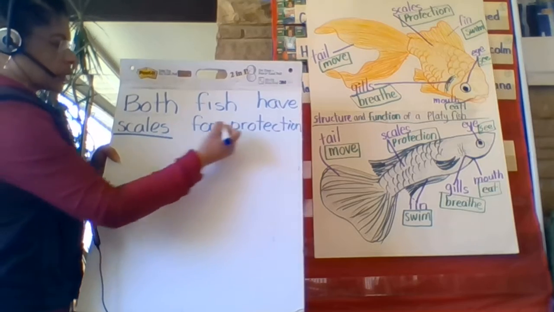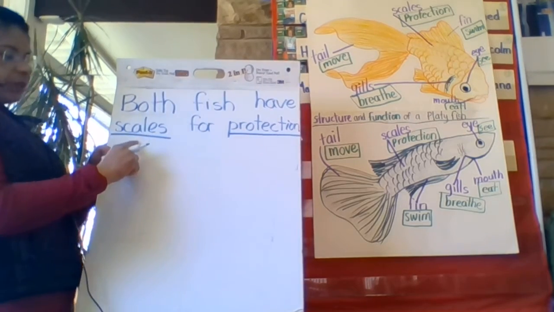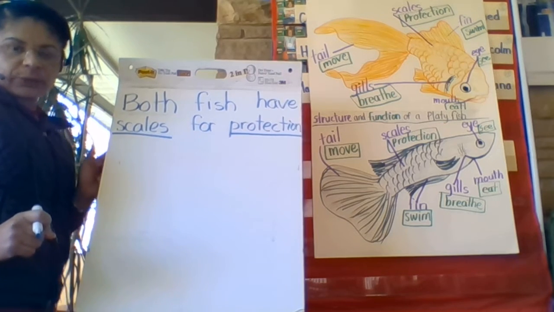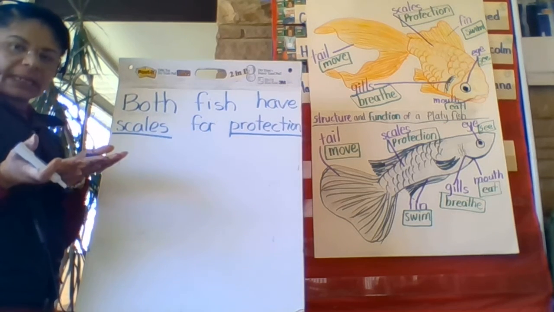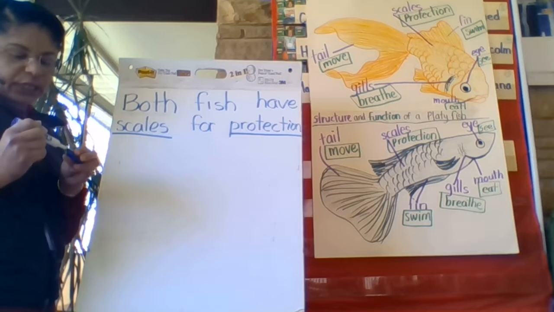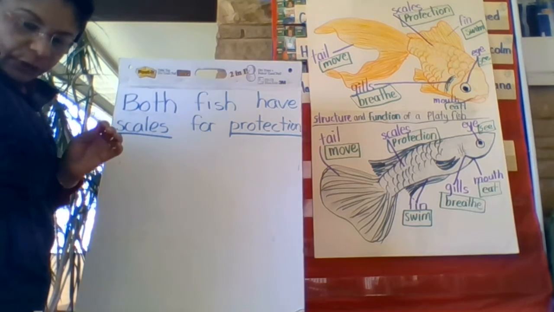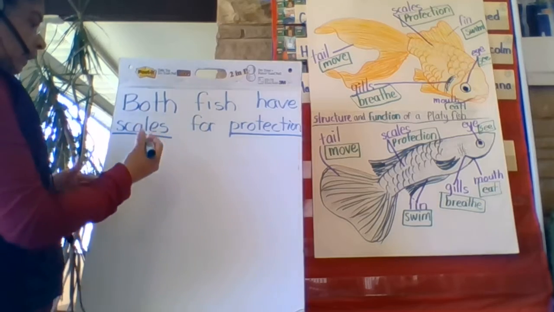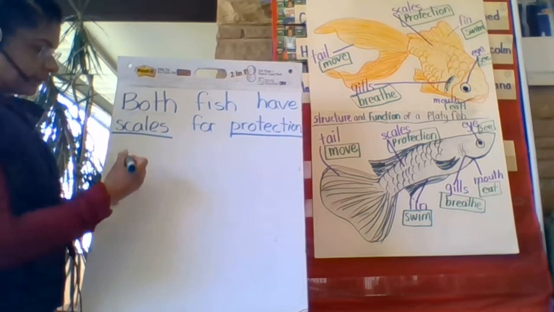You could use different structures and different functions to write your sentences that talk about similarities, about the things that are the same. If you're going to write a sentence about things that are different, then your sentence might look like this.